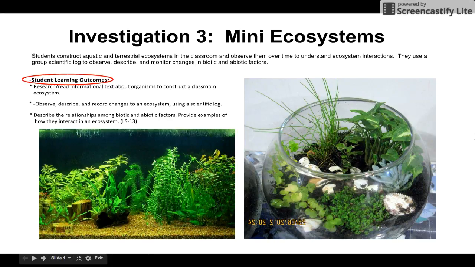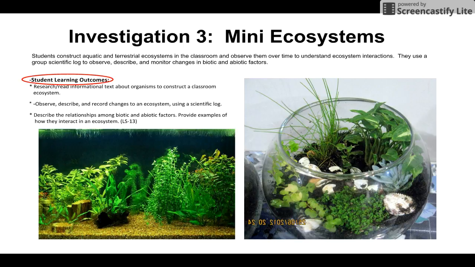Population and Ecosystem Investigation Number 3, Mini Ecosystems. Students construct aquatic and terrestrial ecosystems in the classroom and observe them over time to understand ecosystem interactions. They use a group scientific log to observe, describe, and monitor changes in biotic and abiotic factors.